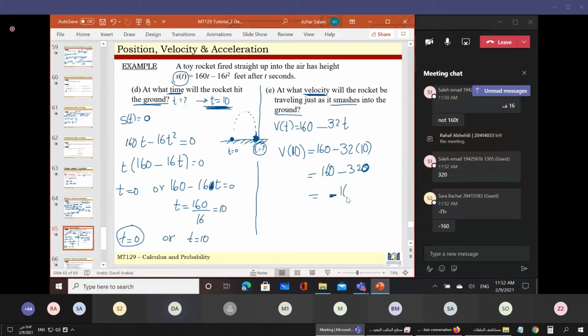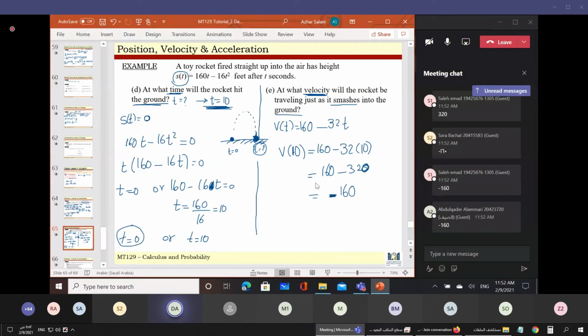Yes, minus 160. Notice here that I have a minus sign. It refers to the direction of the object. Here it's going down, okay? Going down like that, or clockwise, or it is heading downward. For that I have this sign. It's from the result immediately, but the interpretation of this sign is the direction of the object.